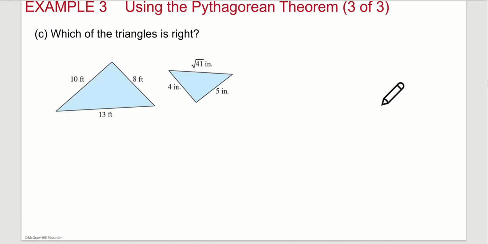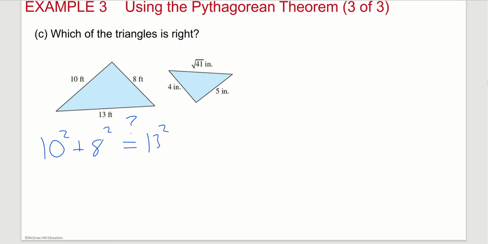In part C, we're asked which of the following triangles is right. A triangle will be right if it satisfies the Pythagorean theorem. To check this, let's take the sum of the squares of the smaller two sides, and we want to see, does that equal the square of the larger side?